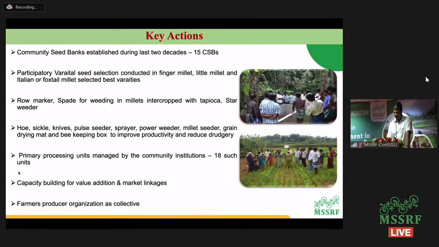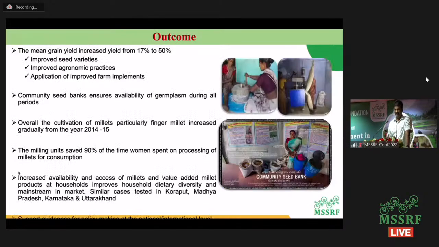And those interventions resulted in increasing yield from a minimum of 17 to 50%. That increase in yield comes from different reasons. One is application of better seed varieties, improved agronomic practices, and application of improved farm implements. So all those things provided better yield per unit of land in Kolli Hills.